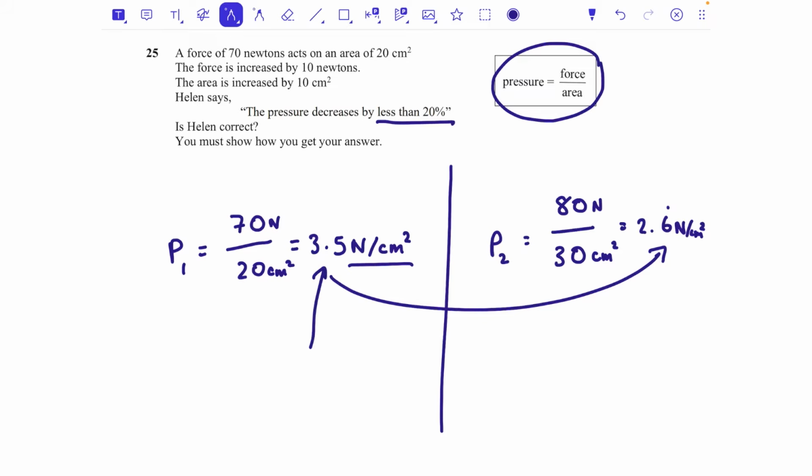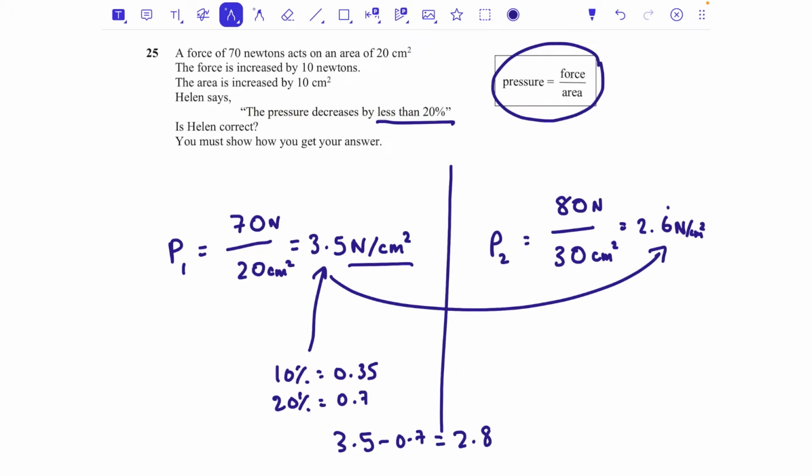So you could work out 20% of this, take it off and see if it is above or below 2.6 recurring. Or you can do the change over original. The original will be 3.5 times by 100. I'm just going to work out 20% of 3.5. So 10% would be 0.35. 20% would be 0.7, because it would be double that. And if you do 3.5, take away 0.7, that would be 2.8.